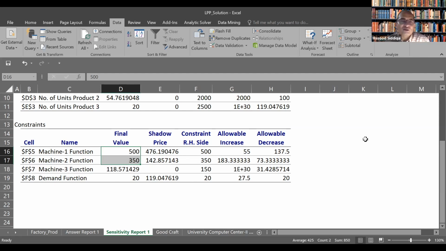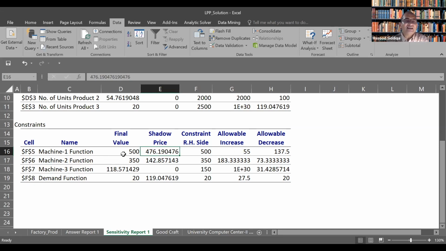So the concept of the shadow price is that it gives us the rate of change in the objective function when a unit change is imposed in the right hand side of that constraint. So here machine 1 time has been fully utilized. So if we are able to get one more hour for machine 1, then our total profit would increase by the amount 476.19, right? And this shadow price remains applicable in the allowable range. So this will remain applicable up to an increase of 55.